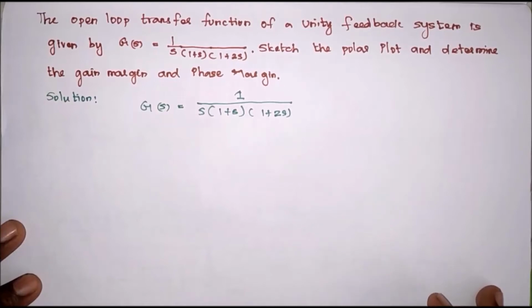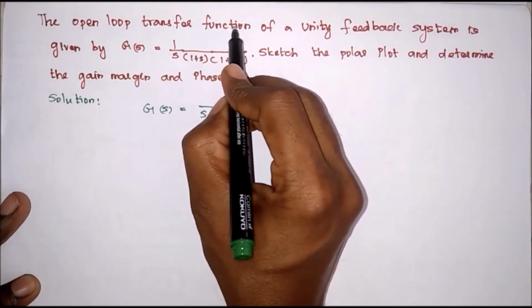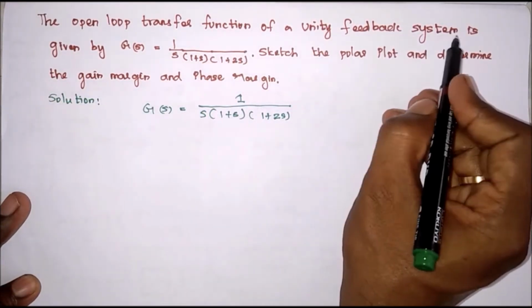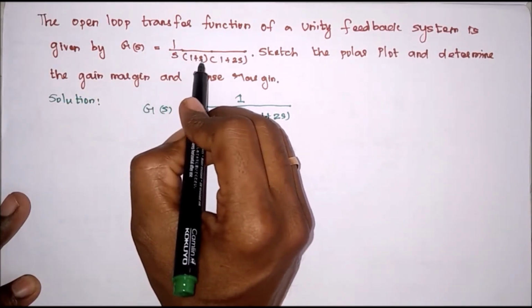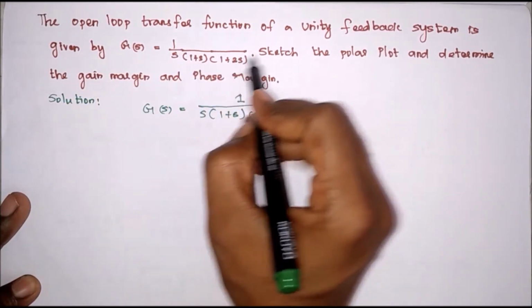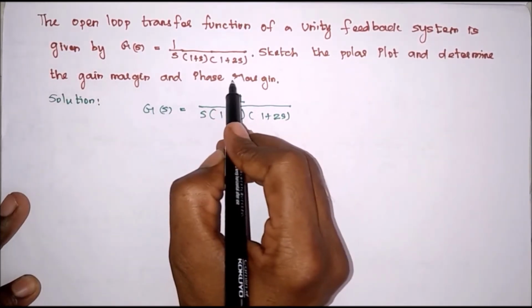In this video, we are going to see about the drawing of polar plot and finding gain margin and phase margin for the given open loop transfer function. The given problem is: the open loop transfer function of a unity feedback system is given by G(s) = 1 / (s(1+s)(1+2s)). Sketch the polar plot and determine the gain margin and phase margin.